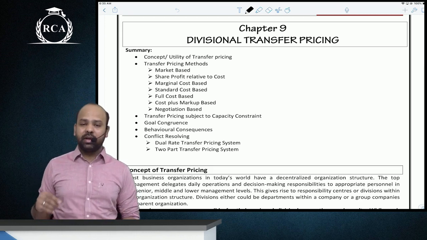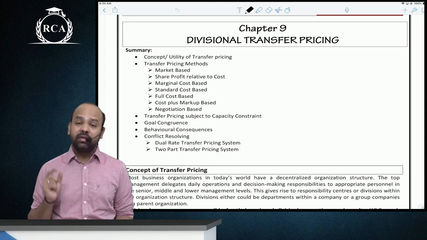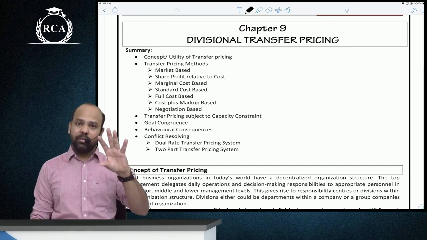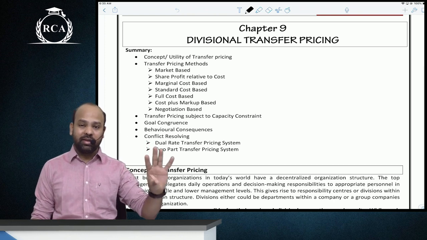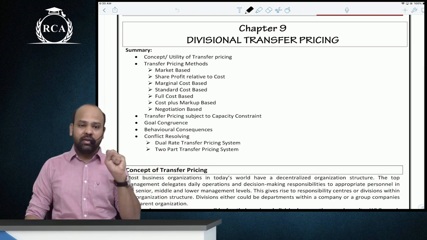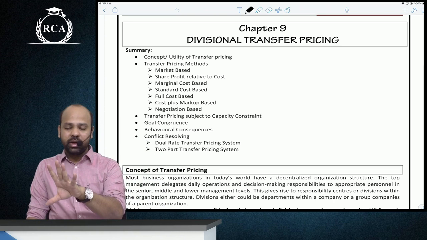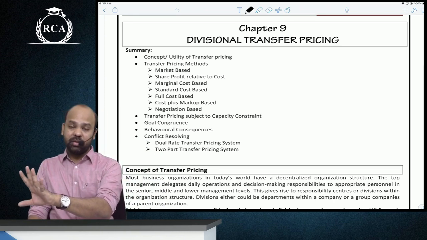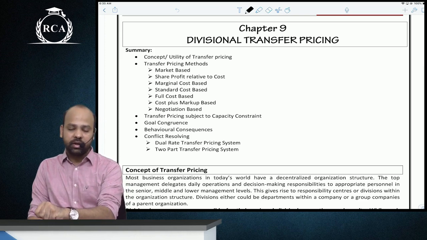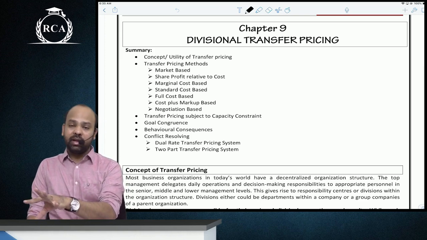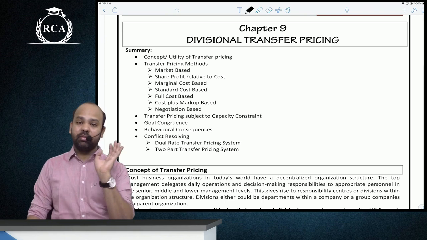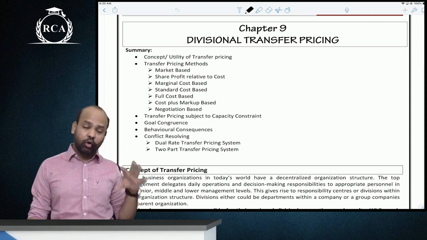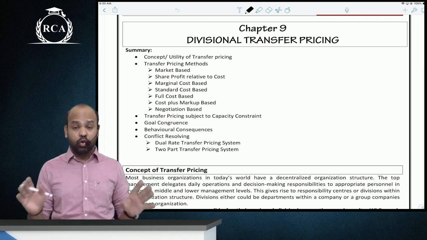Coming to this topic, remember the different divisions of an organization. I spoke about something called decentralization. That decentralization leads to responsibility centers. When something leads to responsibility centers, there has to be performance measurement and evaluation of these responsibility centers. How is performance evaluated? Based on what type of responsibility has been given to these centers. These centers can be our own divisions of the organization or can be group companies.